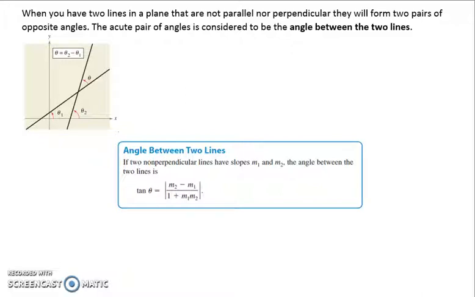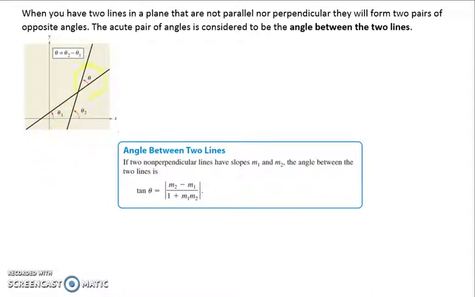So to define what we mean here first, because there's going to be multiple angles there. When we have two lines in a plane that are not parallel nor perpendicular, they're going to form two pairs of opposite angles. The acute pair of the angles is going to be considered the angle between the two lines. So in the picture you can see the angle between the two lines is this theta right here. You could also call it this theta right here. I think they just kind of ran out of room in the picture.